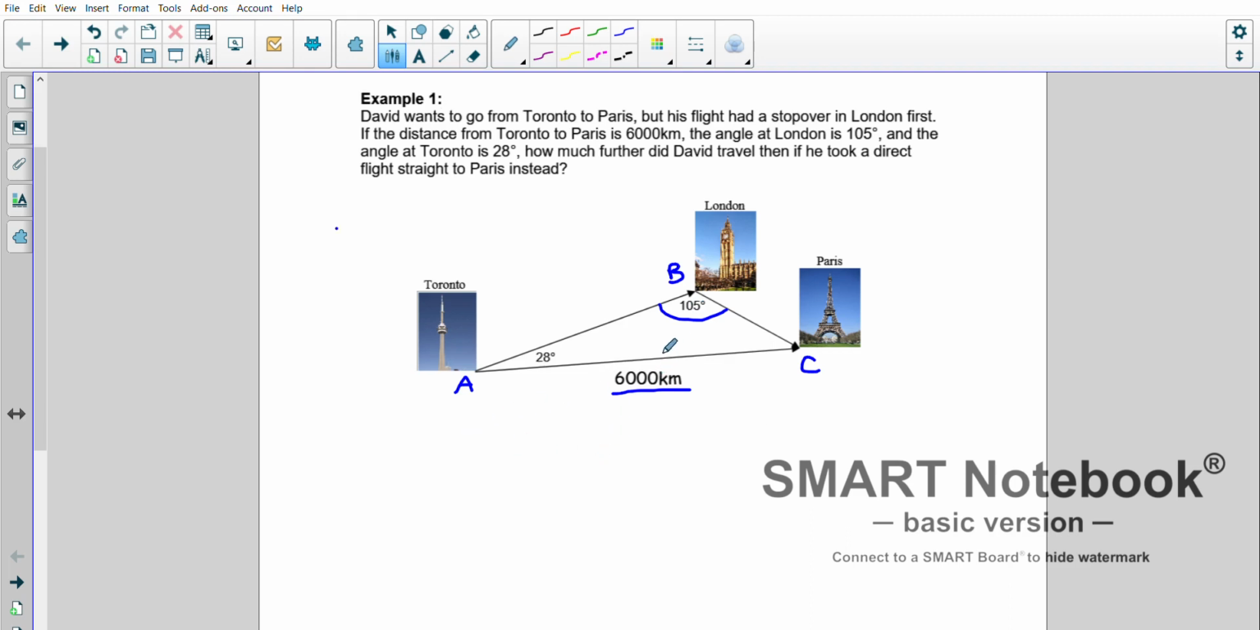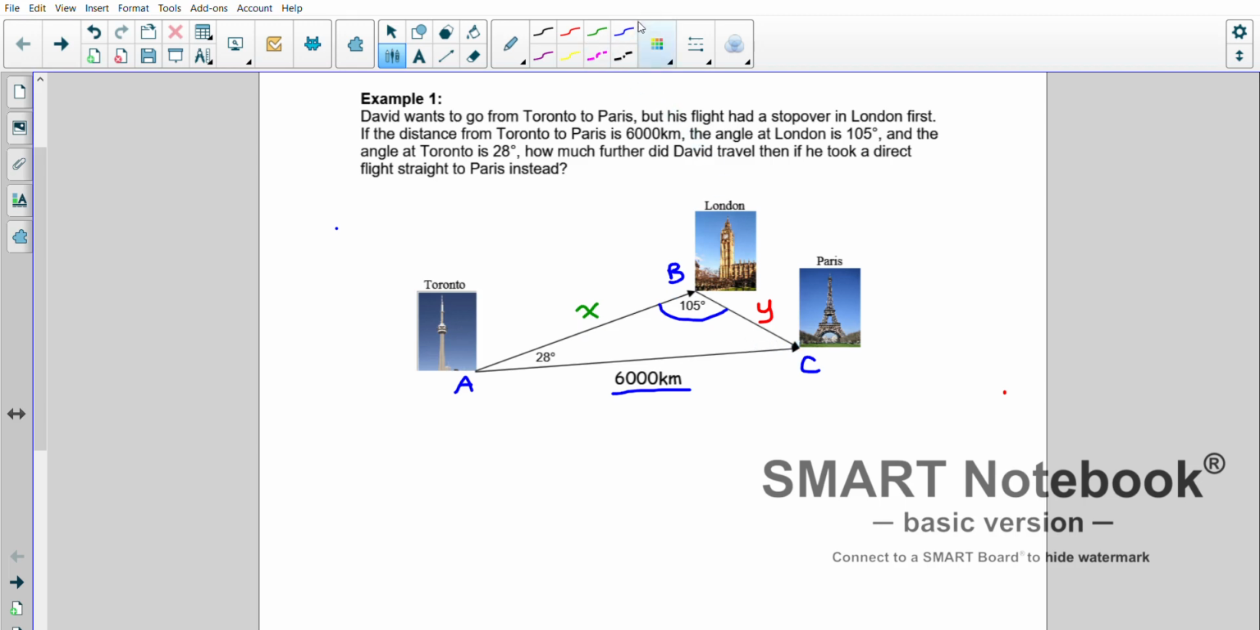So what does this question want me to do? How much further did he travel than if he took a direct route straight from Toronto to Paris? So he's going from A to C. Directly, it would be 6,000 kilometers, but if he goes indirectly, he's going to go here and here. So we need to find the lengths of this side, I'll call X, and I'll do the other one in red, I will call Y. So that's what they want. They want to know how far is this and this if he does the stopover in London.